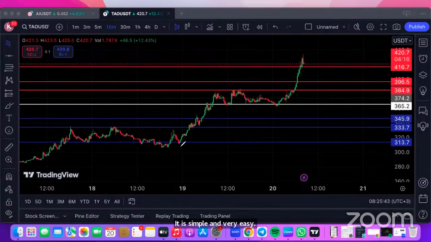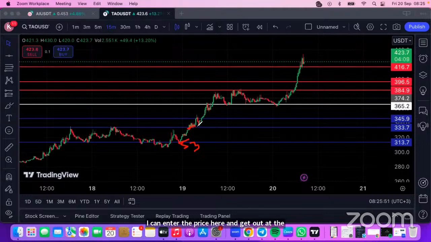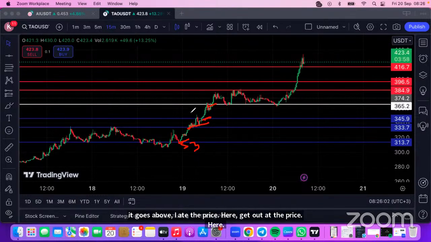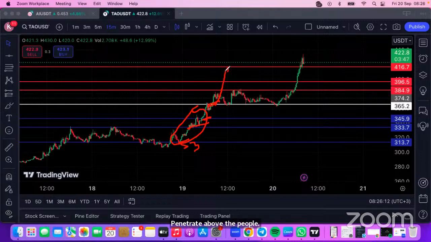If I find this coin at support 3, I can enter the price here and get out at the price here. If it goes above, I enter the price here and get out at the price here. So any trade below the pivot is still very good. And if it breaks the pivot, any trade above the pivot, up to a maximum of resistance 3, is still very good.